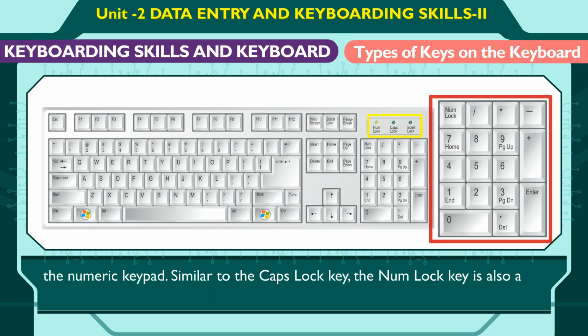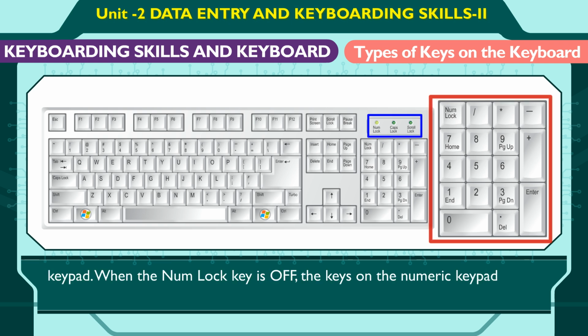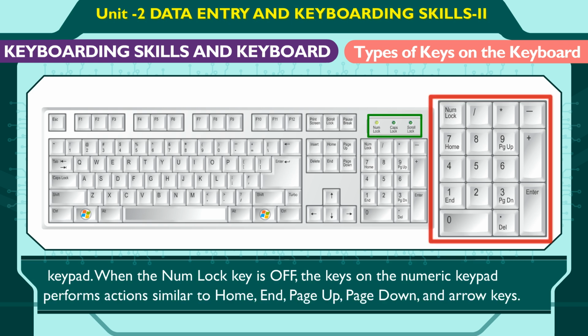Similar to the caps lock key, the numlock key is also a toggle key, and when it is on, a small light is visible just above the numeric keypad. When the numlock key is off, the keys on the numeric keypad perform actions similar to home, end, page up, page down and arrow keys.